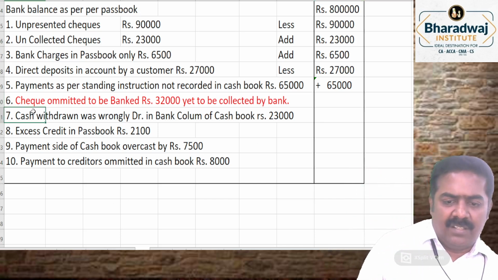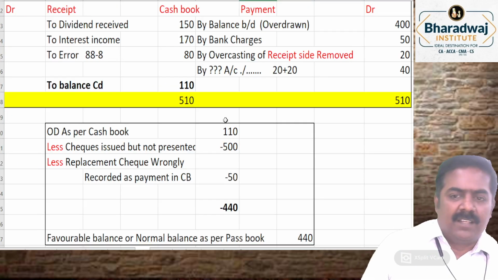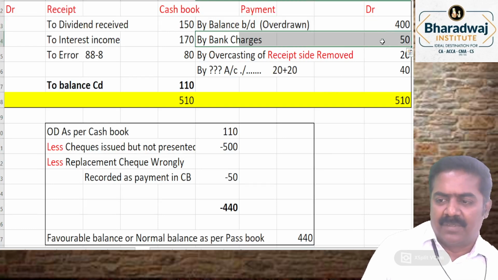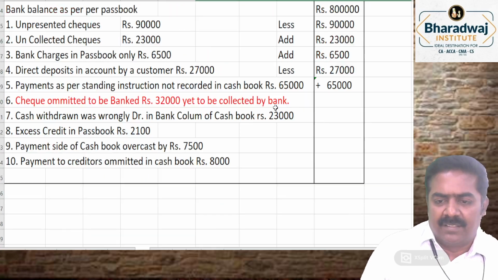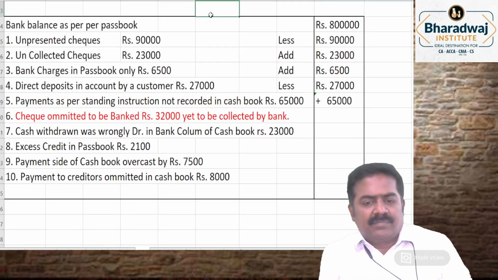Cash withdrawn was wrongly showed in the debit side of cash book. Cash bookல cash withdraw பண்ணா payment sideல காட்டணும். பட் தப்பா என்ன பண்ணிருக்காங்க? Receipt sideல காட்டியிருக்காங்க. Simple.